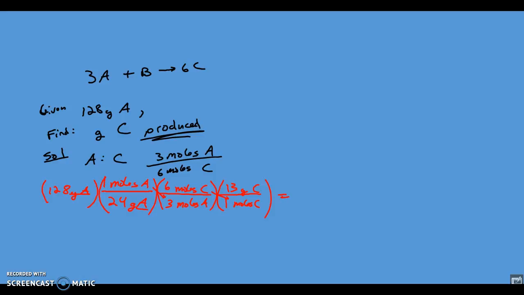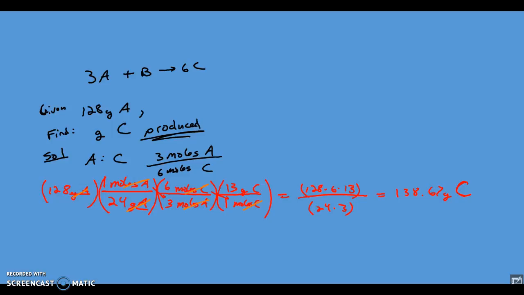Solve this. I can first cancel out my units. Grams of A, moles of A, moles of A, moles of C, grams of C. Exactly what I'm looking for. It's 128 times 6 times 13 divided by 24 times 3, which gives me about 138.67 grams of C. So that's an example of how we want to use molar ratio.